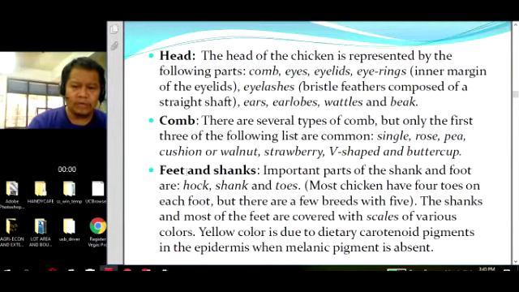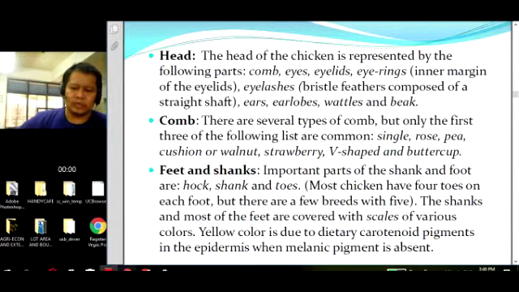What are the different structures or appendages that attach to the head? The head of the chicken is represented by the following parts. We have the comb, or the tapay. We have the eyes, the eyelids, the eye rings, the inner margin of the eyelids, eyelashes, and bristle feathers covered by a straight shaft. We also have the ears, which are found in the head. We have the ear lobes, wattles, and beak.